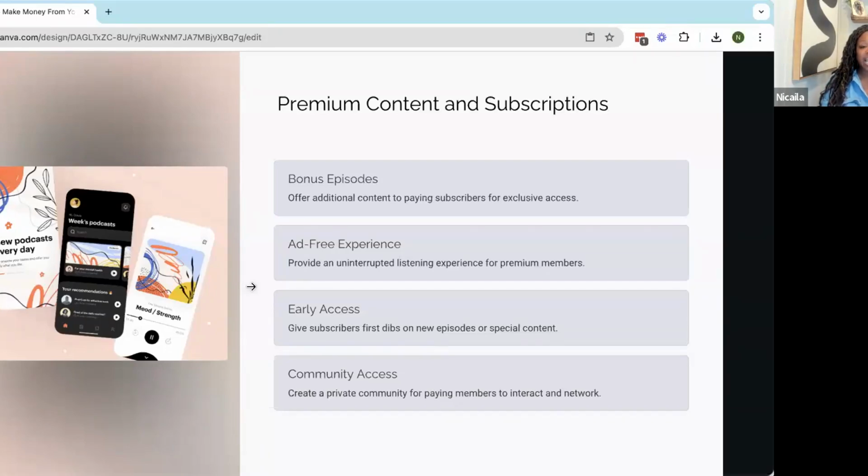So with premium content and subscriptions, you can offer things like bonus episodes to subscribers only. You can create an ad-free experience and provide an uninterrupted listening experience for premium members of your podcast. You can offer early access, so give subscribers first dibs on new episodes or special content. And you can also offer community access. So you can create a private community for paying members to interact and work.